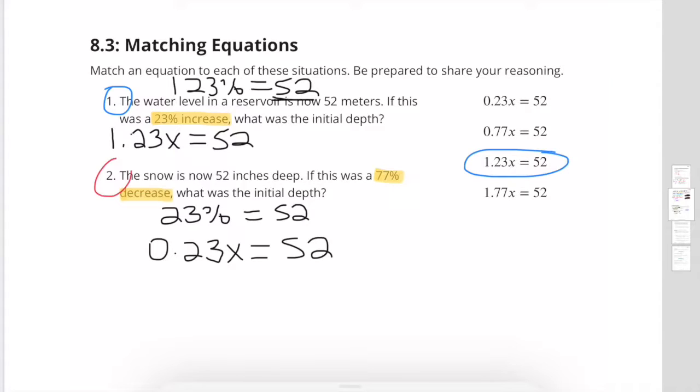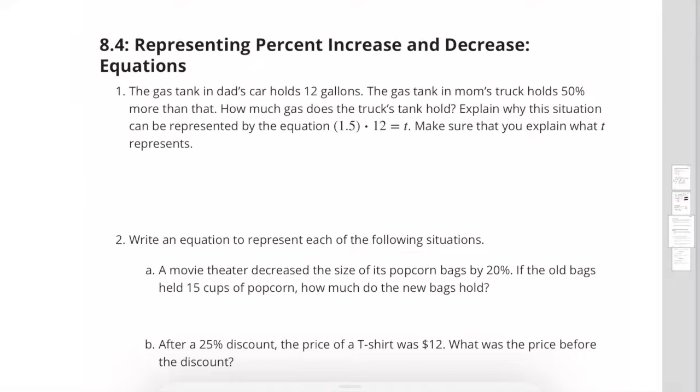Okay. So for number 2, we have our first equation. Okay, 8.4, it says the gas tank in Dad's car holds 12 gallons. Mom's truck holds 50% more than that. So how much gas does the truck's tank hold? So we've worked this problem before, but it wants us to explain why this situation can be represented by the equation 1.5 times 12 equals T.